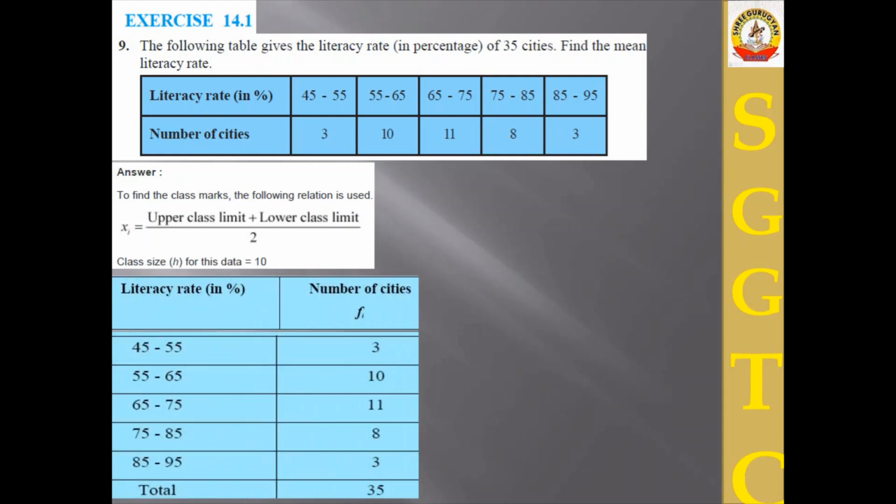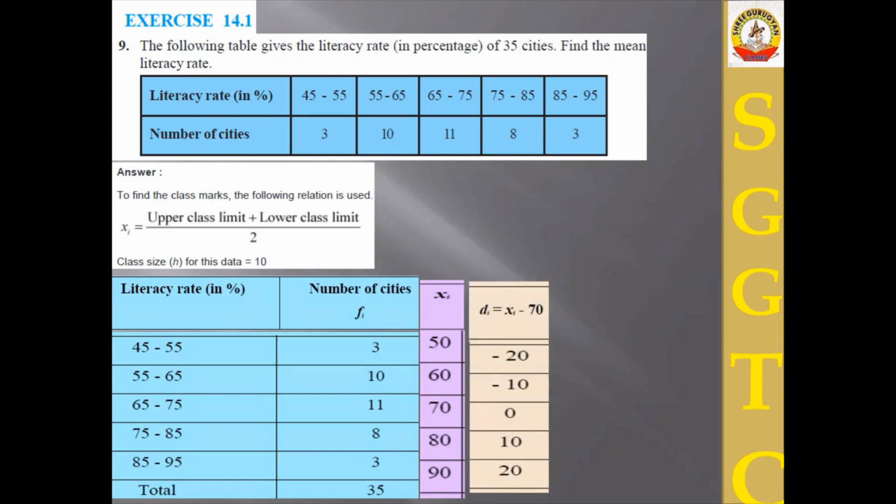So first of all apply number of the cities, total 35, and utilize the xi. xi means class mark, lower limit plus upper limit by 2. 45 plus 55 by 2, it is 50, because 45 plus 55 is 100. 100 by 2 means 50. Same, 55 plus 65, both plus, divided by 2. It is total 120 divided by 2, 60. Now same as going 70, 80 and 90. Students, now you say, what is the center value? Yes, it is 70. So 70 is your assumed mean.